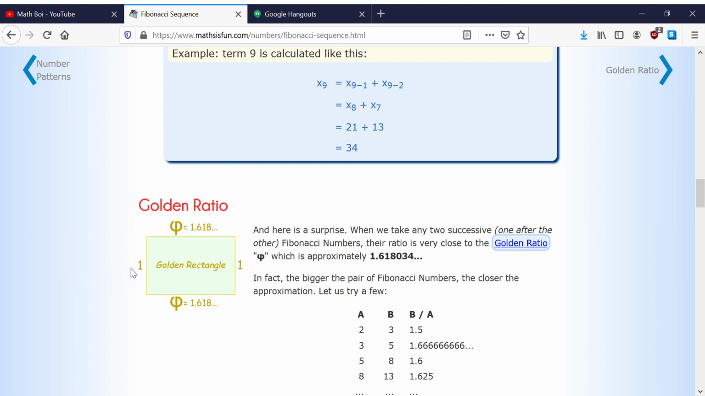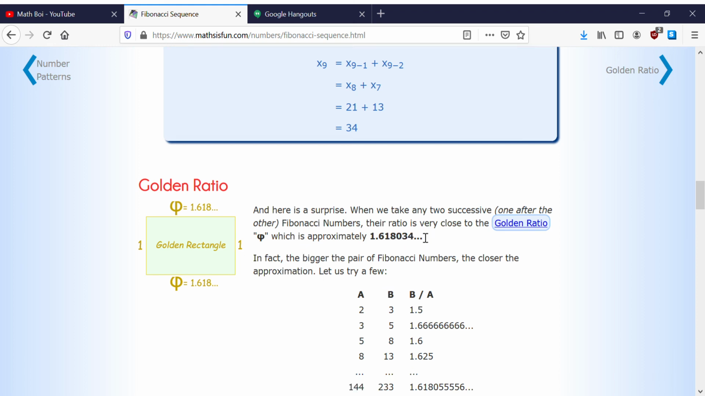The golden ratio is 1.618 to 1, and you can create golden rectangles with it. It goes on and on, but that's just the first few numbers. It's also found in the human face, which is really cool.